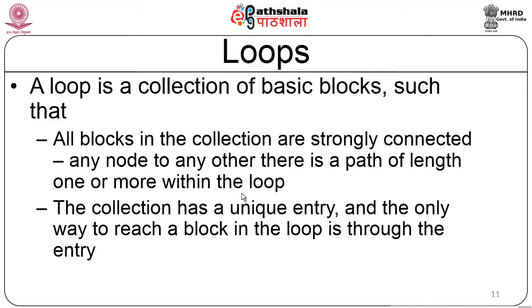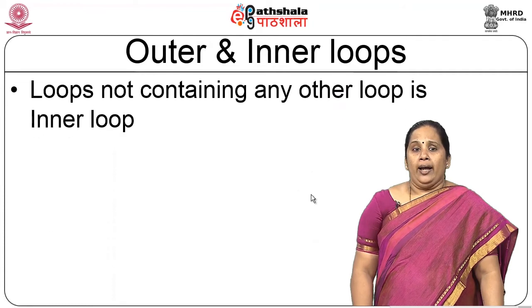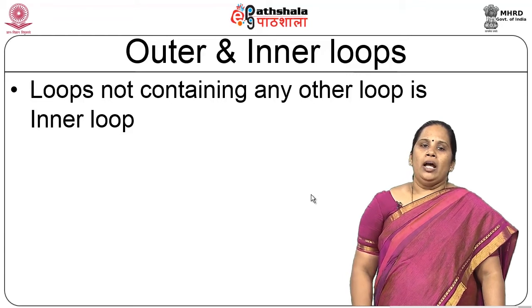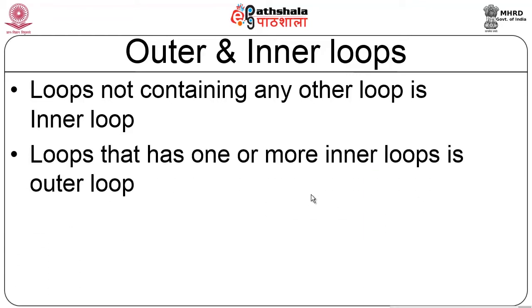A strongly connected loop will have only one entry point, and to reach all blocks contained in that particular loop, that is the only way to enter. In addition, from any node to any other node in that loop, there is a path of length one or more within the loop. So you will have multiple paths within that particular loop. You call that a strongly connected loop. And you have what is called an outer loop and an inner loop. Loops not containing any other loop are called inner loops. Obviously, loops containing more than one inner loop can be called outer loops. So typically, strongly connected loops will basically be outer loops.